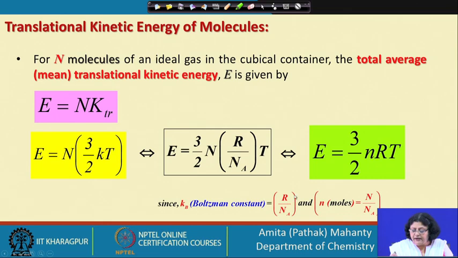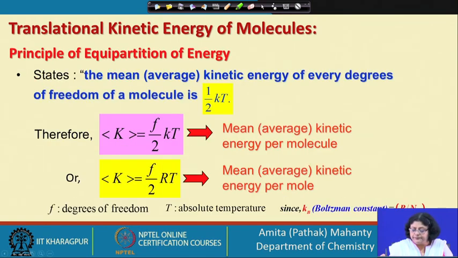So, I get R and the number of moles. This is another expression of the translational energy of a molecule from the kinetic theory of gases. Now what I wanted to discuss today is the equipartition of energy.